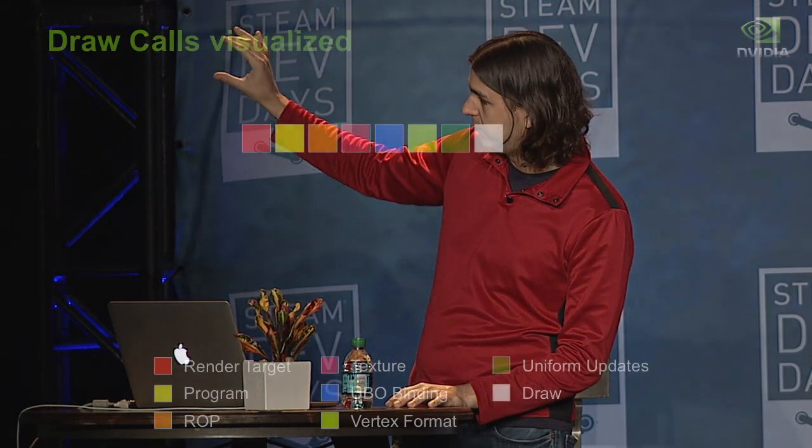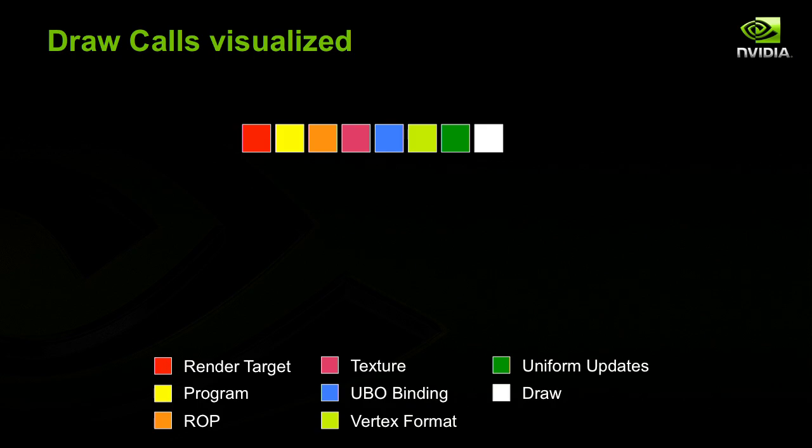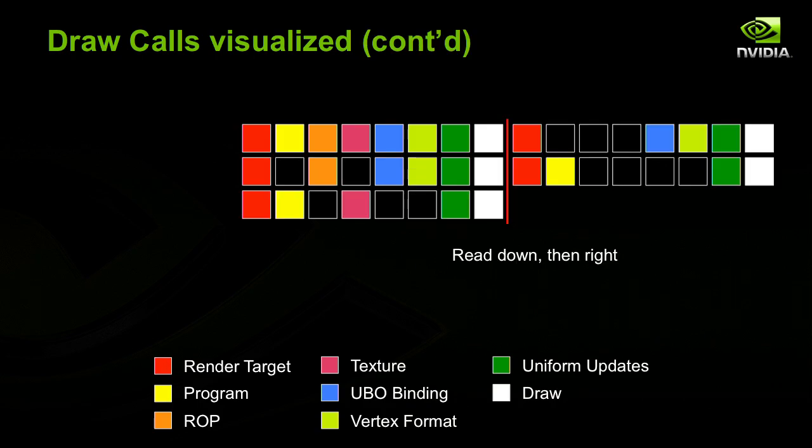To continue talking about this, we'll have this little visualization system. We're going to have sets of rows that look like this. They're always in a fixed order. If the cell is lit up, that means that state was changed prior to the last draw call. And then at the end, we have our white cell that says, hey, this was a draw call. We'll read them down, then move to the right, and read down again. They're going to be a lot smaller than this, so I wanted to do a couple so we could talk about this.